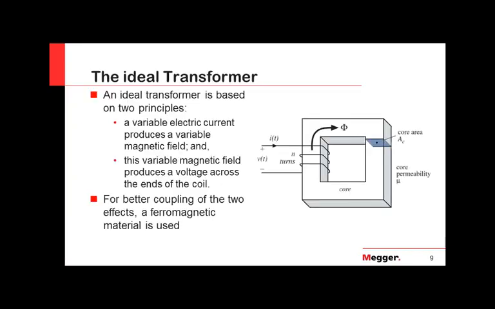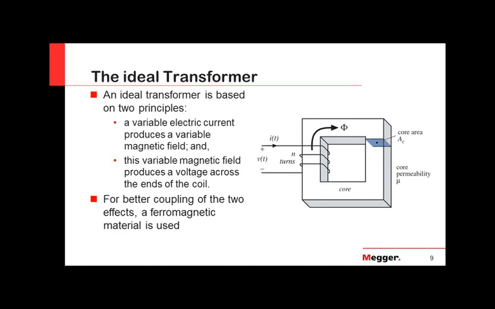And let's start from the ideal transformer. When we're talking about the ideal transformer, we are talking about something just so beautiful and wonderful that there are no losses, right? And the ideal transformer is based on two principles. The first one, a variable electrical current produces a variable magnetic field, okay? And this variable magnetic field produces a voltage across the ends of the coil.